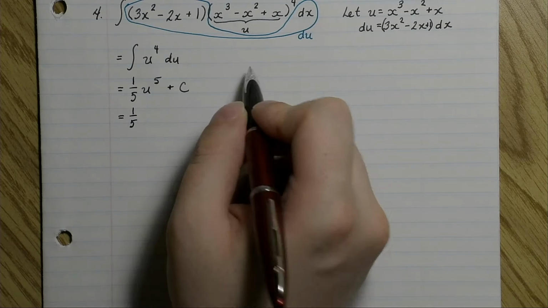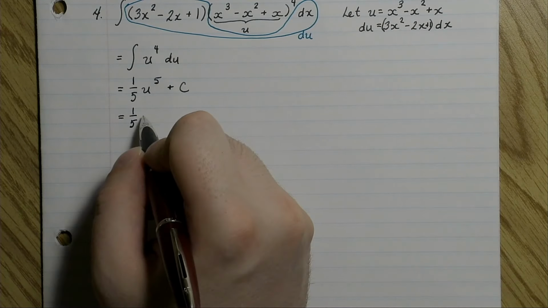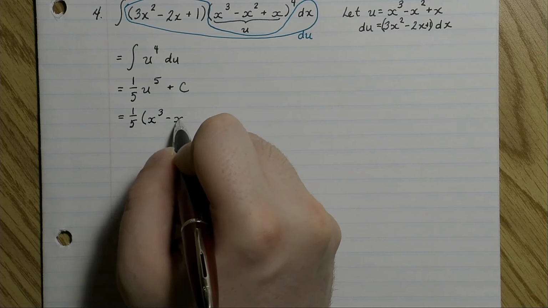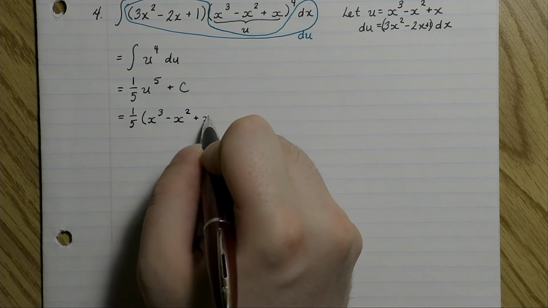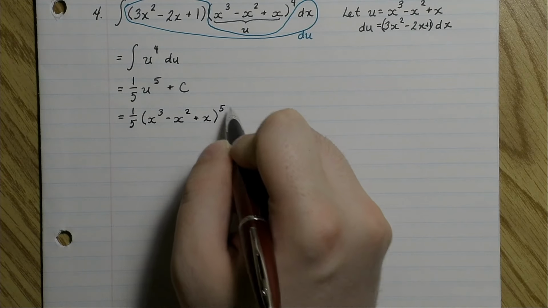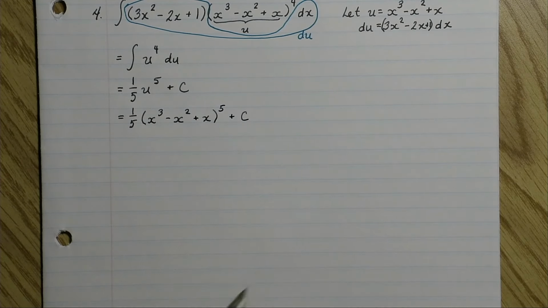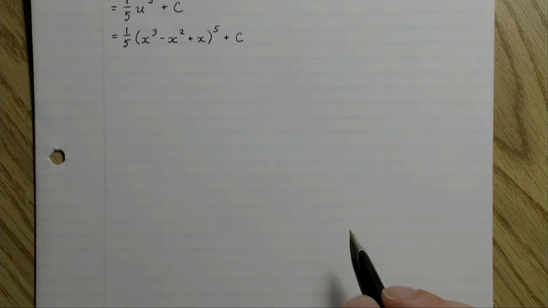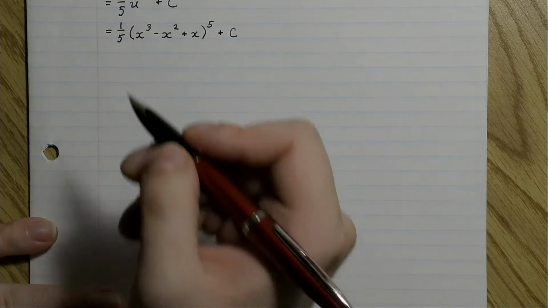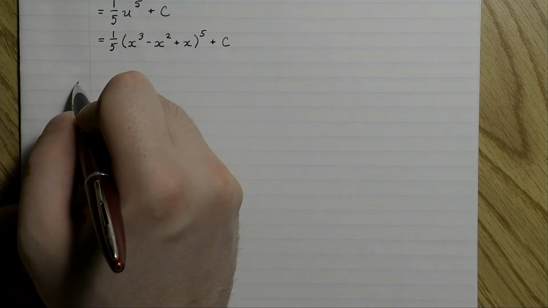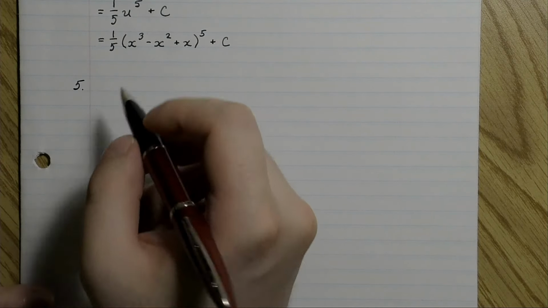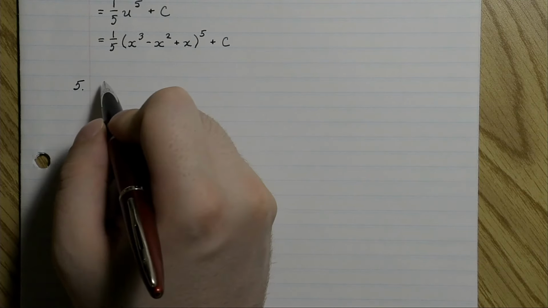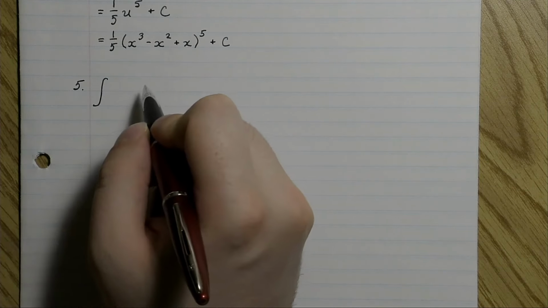And now I can substitute in what I had originally for u. We're done that one. That's 4. Okay, so now we can move on to the fifth one. This one's different. It's a rational function.